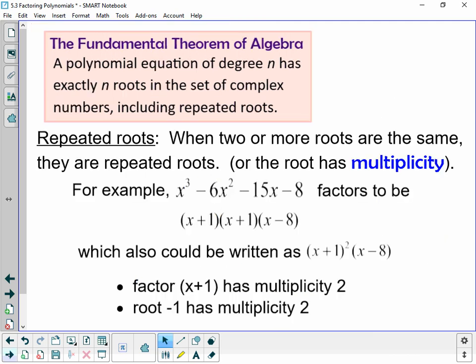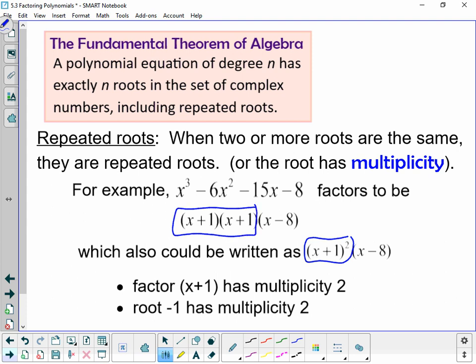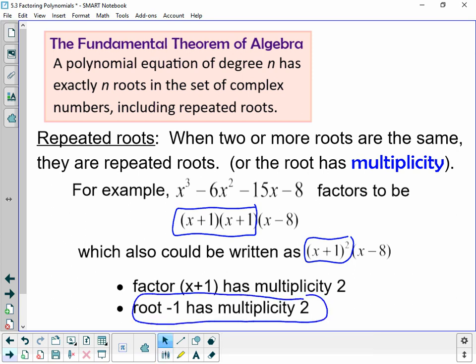Okay, so remember that when one of the roots has multiplicity, it just means that one of the roots is repeated, or one of the factors is repeated, like it's shown on the board here. X plus 1 squared is the same as having that factor twice. So this equation still has 3 roots. It is degree 3. It's just that the root -1 has a multiplicity of 2.